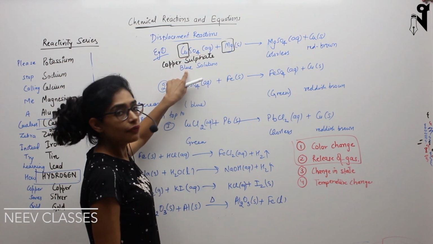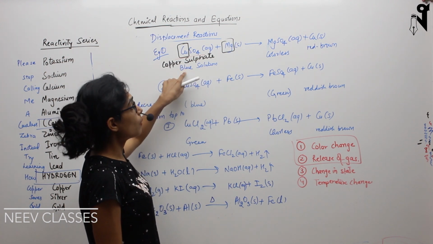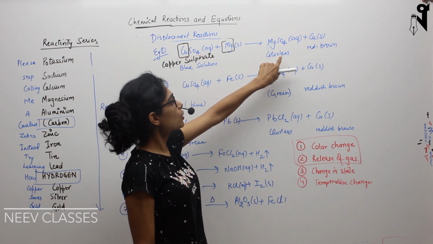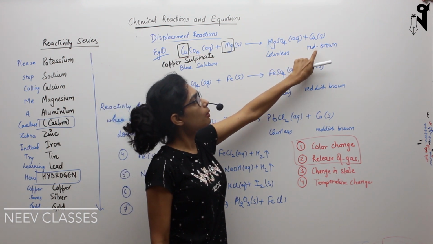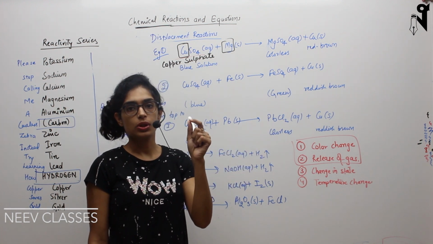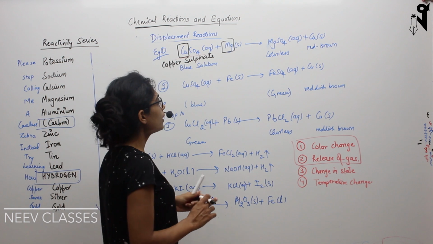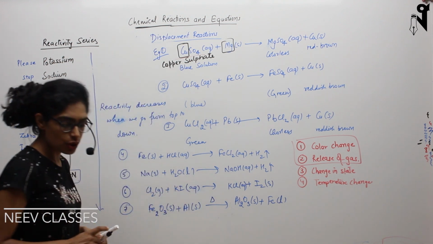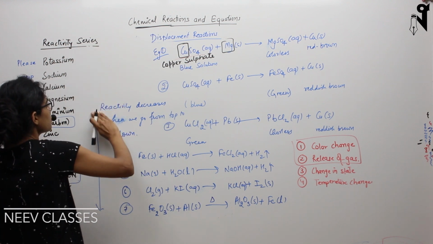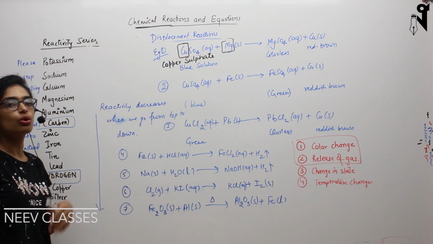This copper sulfate was a blue color solution, but when it reacted with magnesium, the magnesium sulfate is a colorless solution. So this will become colorless and copper will come out as reddish brown granules. So it will come out as a solid. Now when you are doing these reactions, one thing you have to take care of is the valencies, and when you are displacing, the valencies should not go wrong.